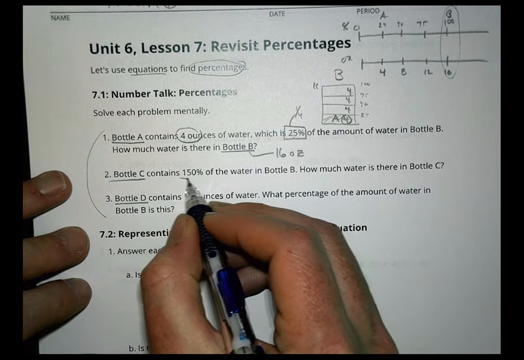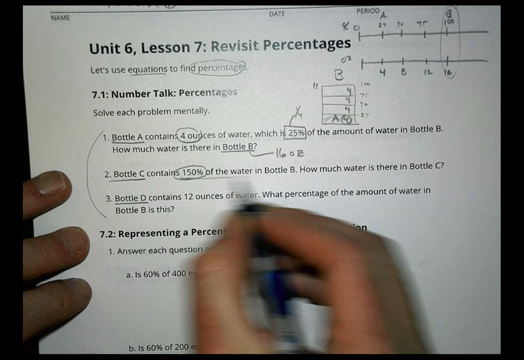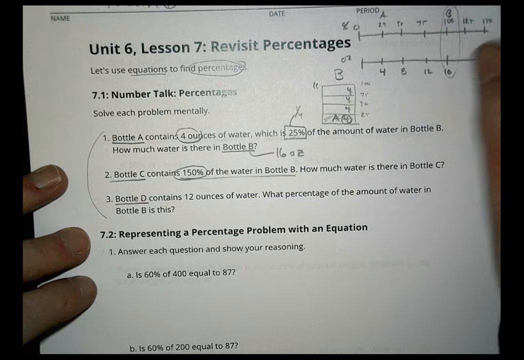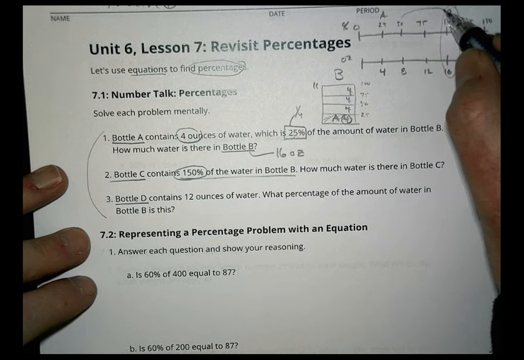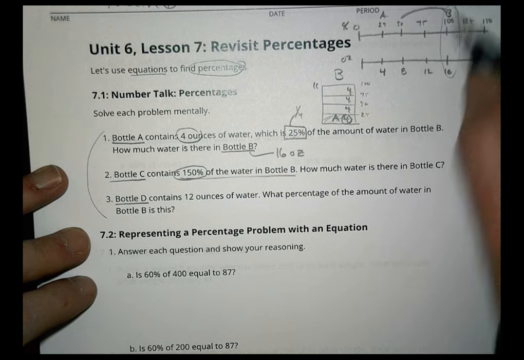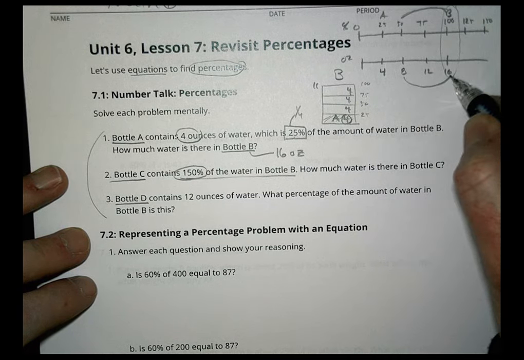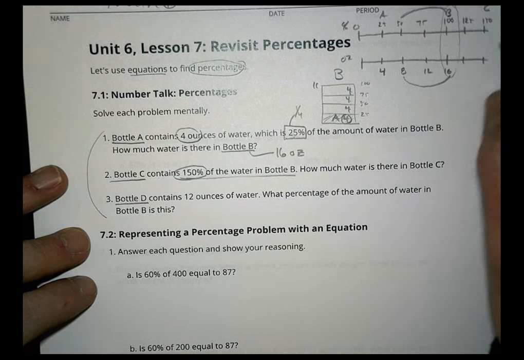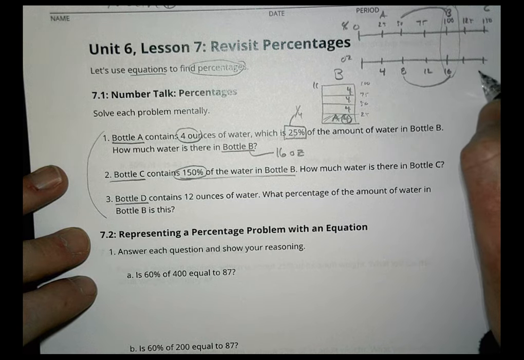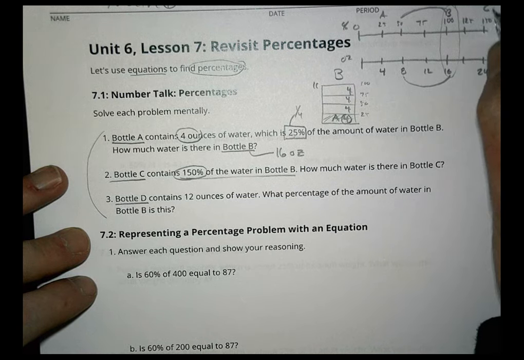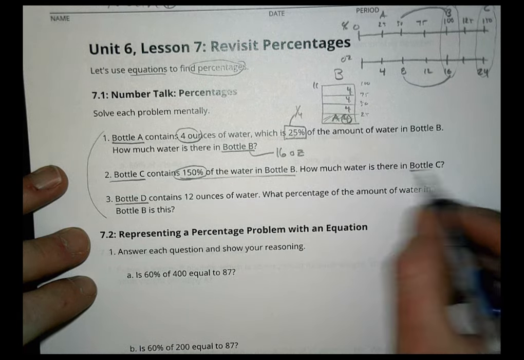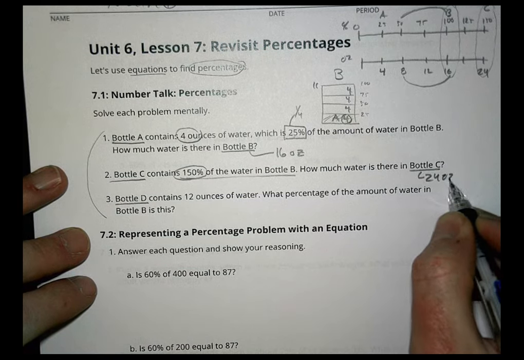C contains 150% of the water in B. So what's 150%? Well, this is 125 and 150. So in mental math, you're going to be thinking about, well, whatever 100% is and 50% is, we're going to combine those two things together to get you how many ounces are in bottle C, which is 150. So 8 plus 16 is 24. So in bottle C, there are 24 ounces. Okay, so that's bottle C is 24 ounces.